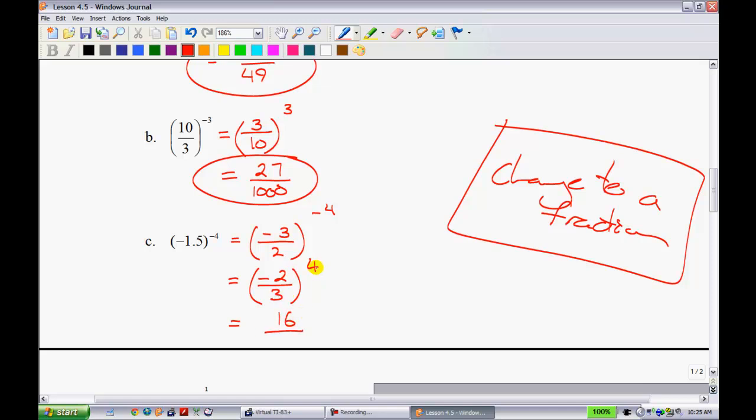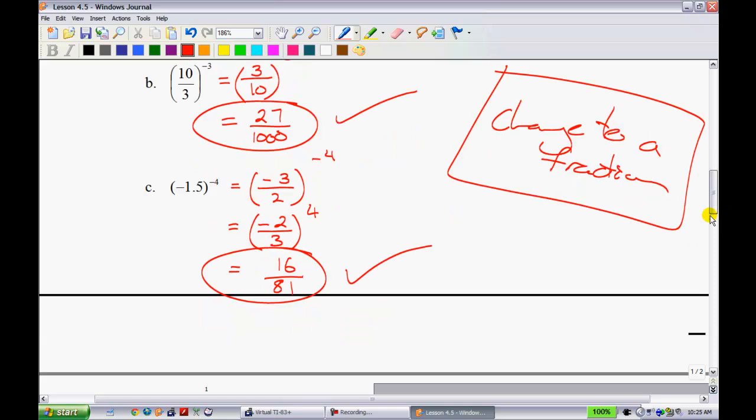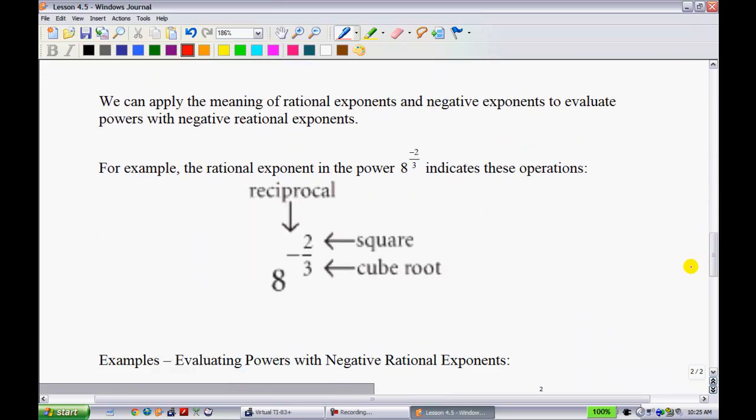And 3 to the power 4 is the same thing as 3 times 3 times 3 times 3, which is 81. 16/81. These fractions right here, you'll note that I haven't simplified them, and the reason is they cannot be simplified. 27/1000 is simplified, and so is 16/81. So always check to make sure that you have it simplified.